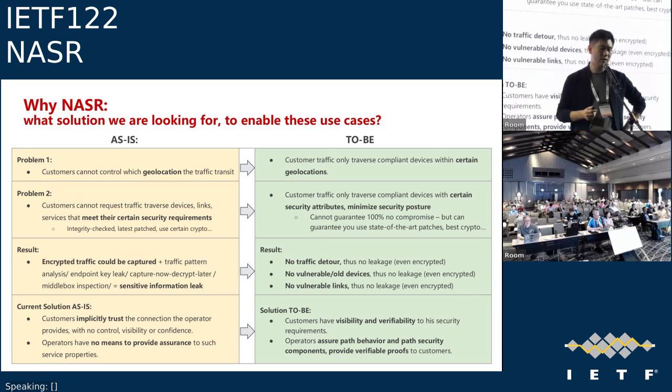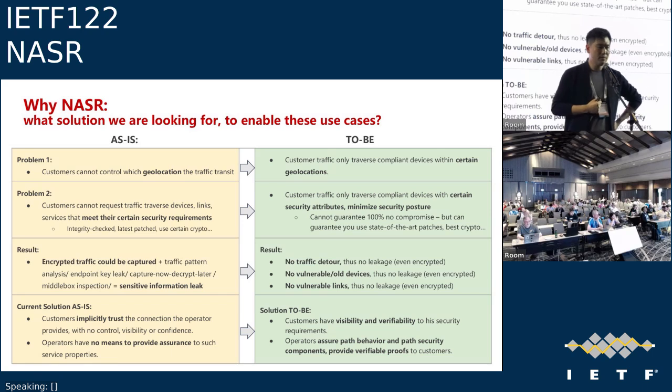So the result is that the traffic might go outside of a certain geolocation, or it might go to some vulnerable links or devices, and that traffic could be captured. Even though it is encrypted, it is still subject to attacks like traffic pattern analysis. If you're not using post-quantum crypto, you're subject to capture now, decrypt later. And when you have a middlebox, there will be inspection. And very likely, if your endpoint is attacked and your keys, even post-quantum keys, are compromised, and your traffic is captured by some vulnerable devices, then your sensitive information will be leaked.